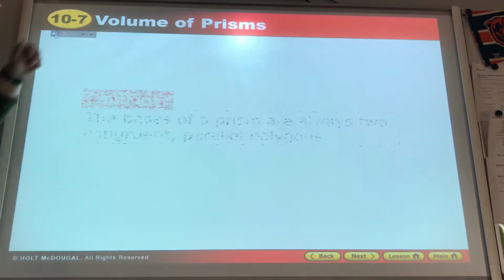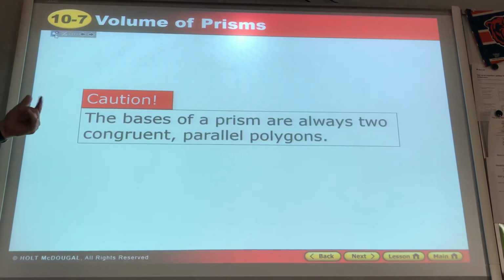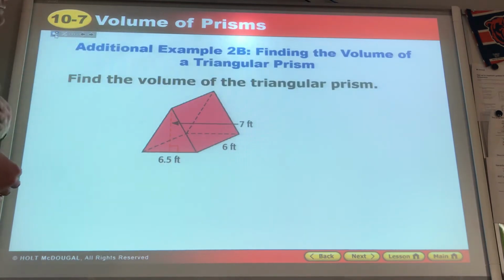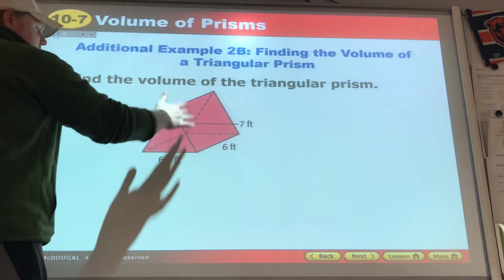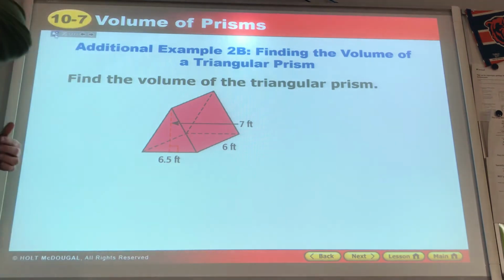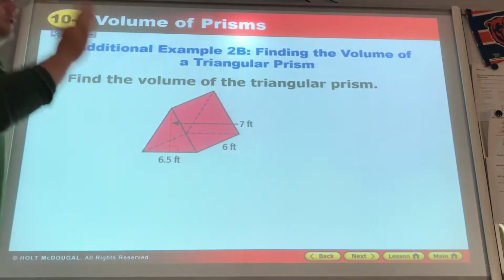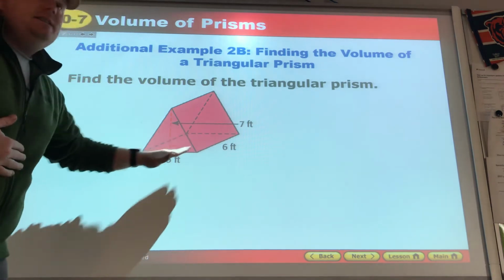All right. The bases of a prism are always two congruent sides, two that are the same, that are parallel. So we look here. None of these sides, well actually all of these sides might be the same. They all might be 6.5, but we're looking for the two that are congruent. The triangle that's congruent to the other triangle in the back. That is the base, not what it's sitting on.